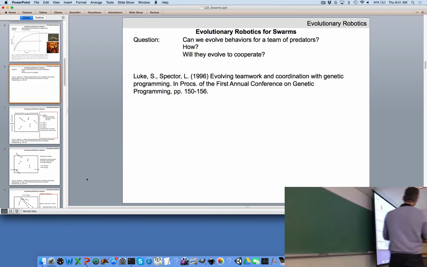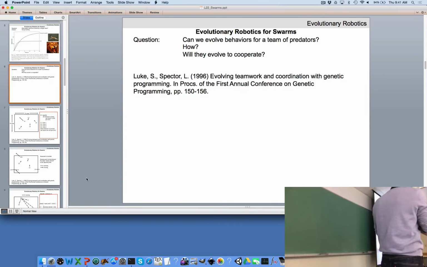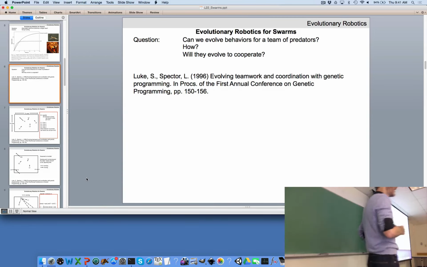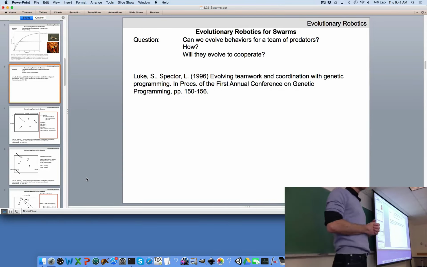Okay, so in this paper, Luke and Spector tackled 3 different questions. Can we evolve behaviors for a team of predators? How would you actually set up the evolutionary algorithm? What would be the fitness function? How would you simulate the lions and gazelles? And then, assuming that you can, will they actually evolve a coordination strategy? And if they do, what will that coordination strategy look like?